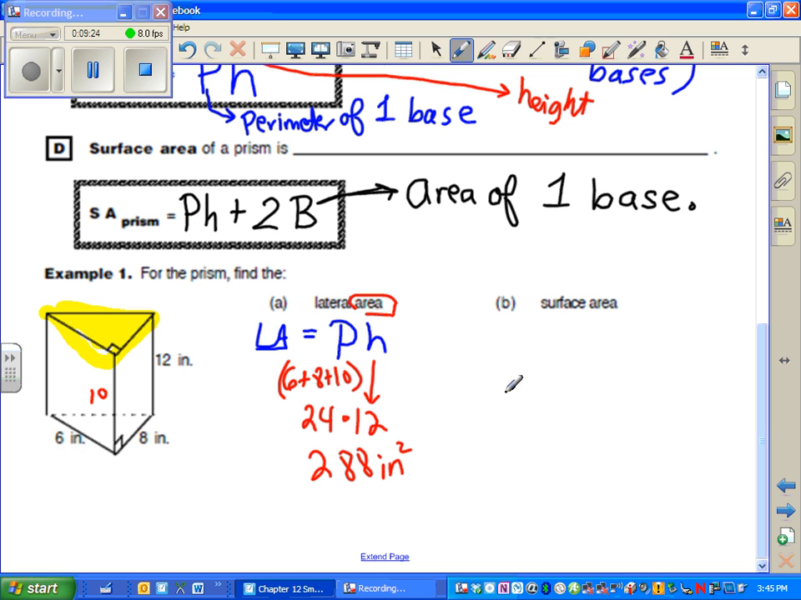Now to figure out the surface area, let's see what we have going on. Surface area equals the perimeter times the height plus 2 times the area of the base. Now perimeter and height, I could go back and figure out the perimeter of the base and the height of the prism, but we did all of this work right here. We already got 24 for the perimeter and 12 for the height, which gave us 288. Plus 2 times the area of the base. Let's think about the base here.